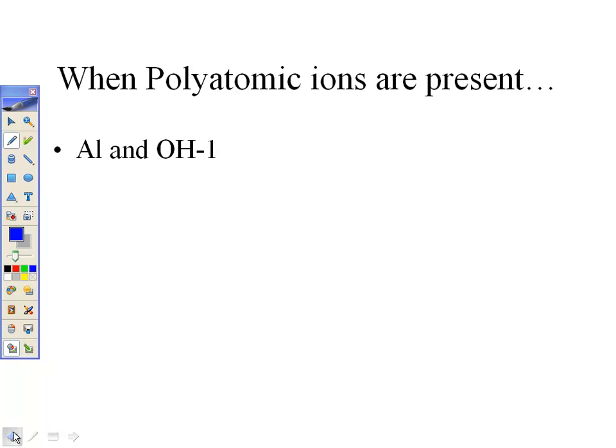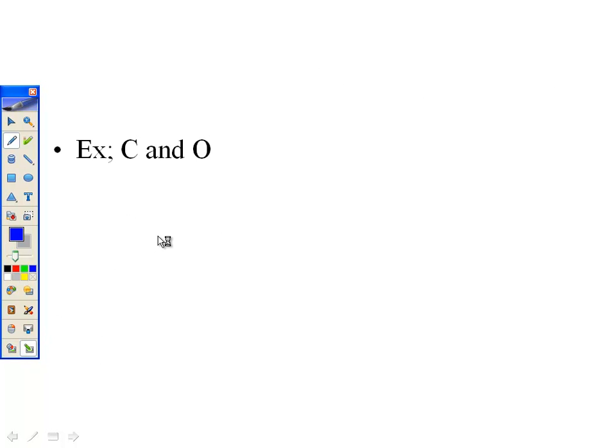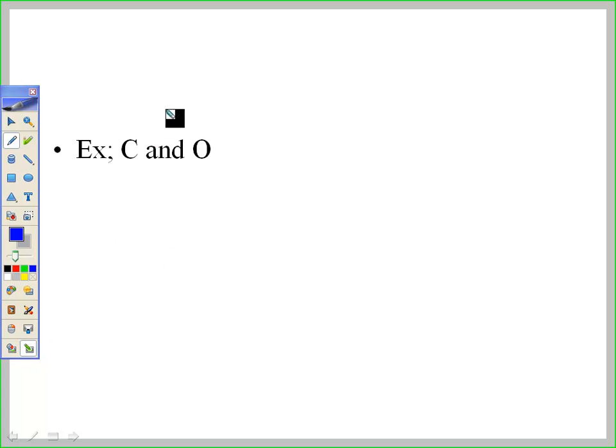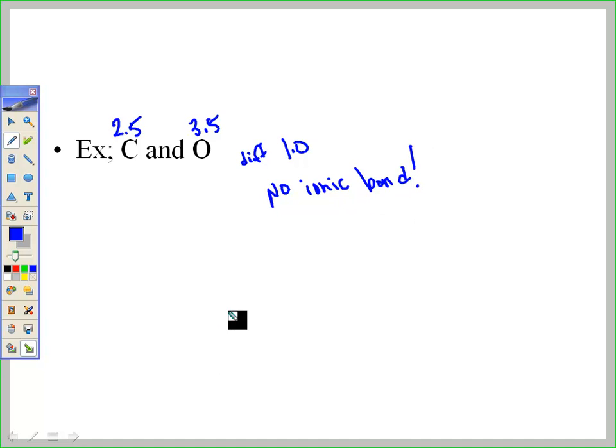So let's back up a little. C and O. Now one thing I want you to notice right away is that I don't see a metal here in our pairing, but we'll go ahead and try this anyway. 2.5 is carbon's electronegativity, and oxygen's is 3.5. Now that's a difference of 1.0, so there's going to be no ionic bond formed. That's going to be a different kind of bond. So we can't do this the way we normally would, and we're going to have to say just no ionic bond formed. There's going to be no pluses and minuses, no ions formed here.